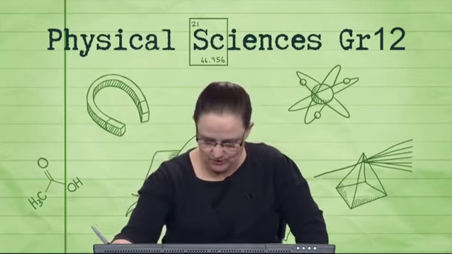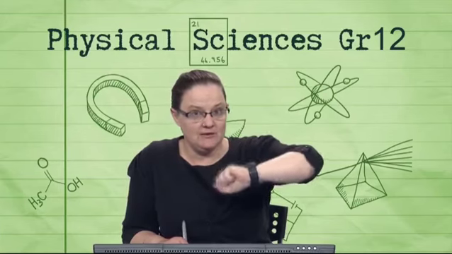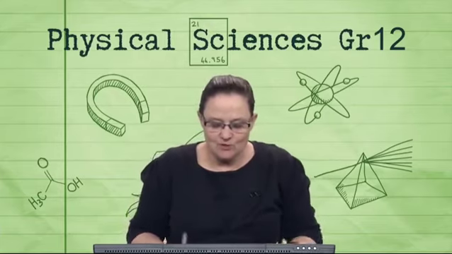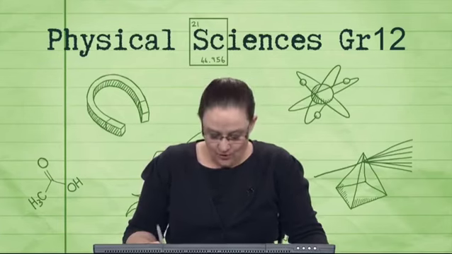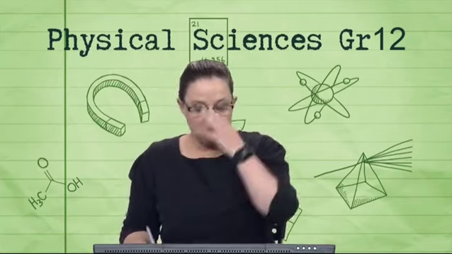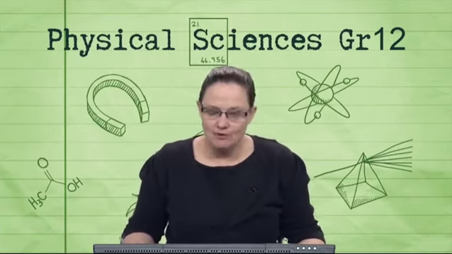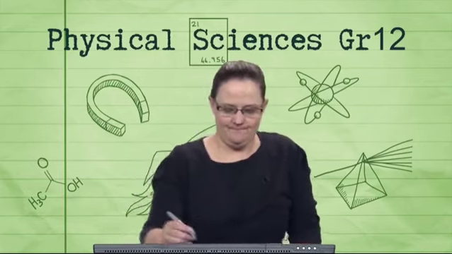Now, I love this question. It says to you, calculate the difference in the weight of the climber at the top of the mountain and at ground level. You need your information sheets, okay? Calculate the difference in the weight of the climber at the top of the mountain and at ground level. It's 6 marks. That means you've got to use 2 equations, okay? And now, I'm going to give you 3 minutes to do it. As you're busy, I'll write the mass of the Earth and the radius of the Earth on the screen for you to make it a bit easier. But your 3 minutes starts now.